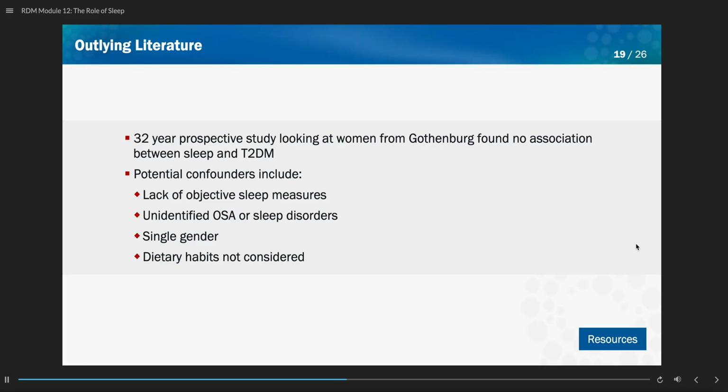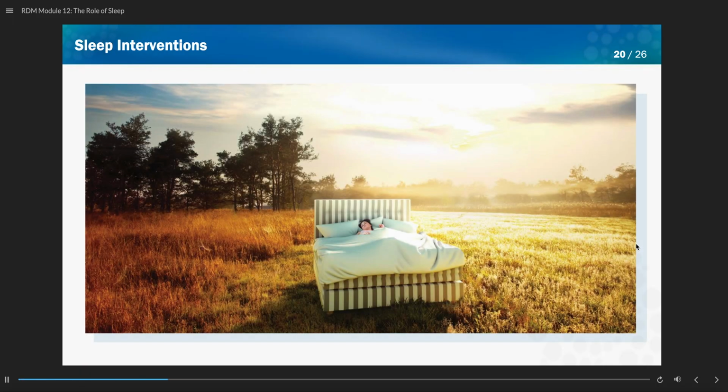They did not have very good objective sleep measures as a part of this study. They did not identify objective sleep apnea or other sleep disorders. It was a single gender study, and the dietary habits were not considered. And so for those reasons, this is an outlying piece of literature. But it's important to recognize that not all the literature has found that same association between sleep disruption and poor glycemic control. However, I think there are a number of reasons why this study may not have come to that same conclusion.